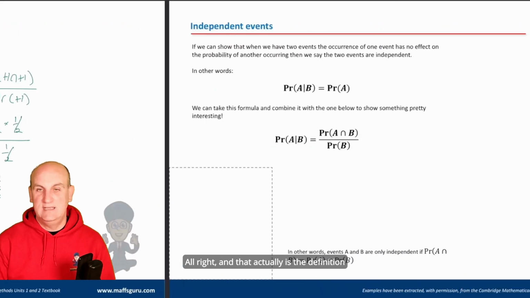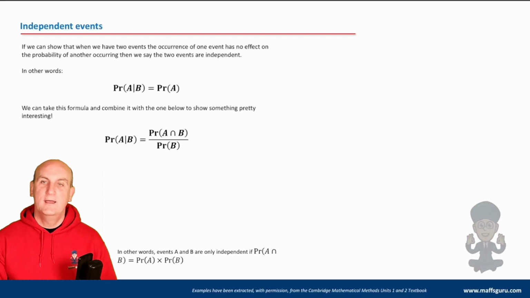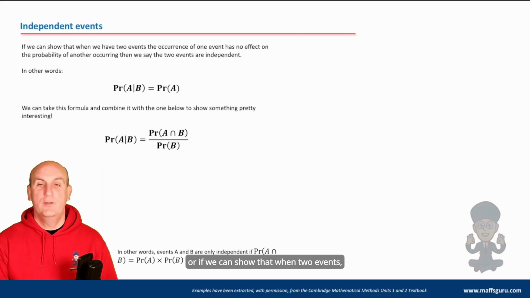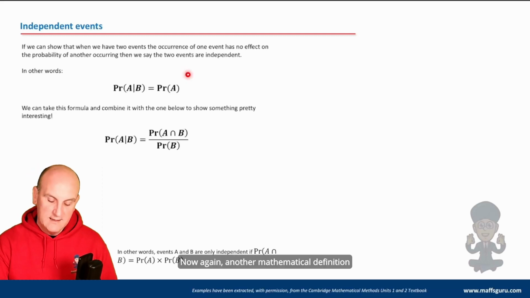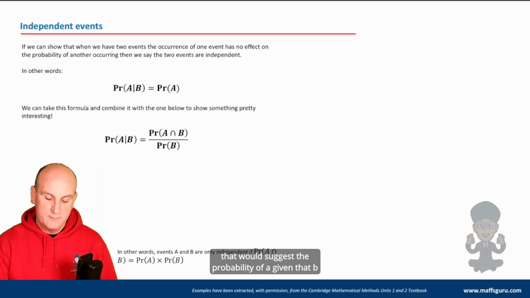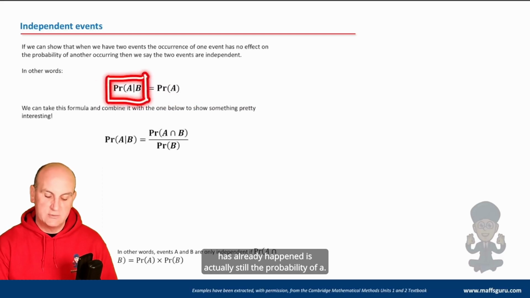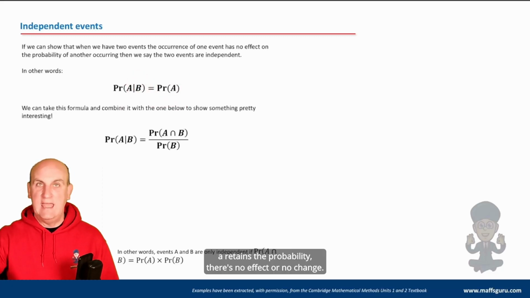And that actually is the definition of independence. If we can show that the occurrence of one event has no effect on the probability of another occurring, then we can say that the two events are independent. Now, another mathematical definition for your summary books, if you're allowed to use it: the probability of A, given that B has already happened, is actually still the probability of A. It does not matter that B has already happened. A retains its probability. There's no effect or no change.